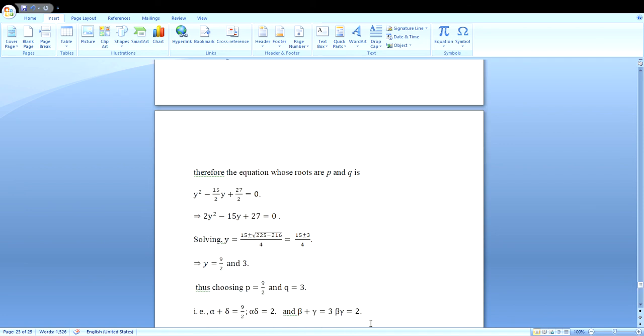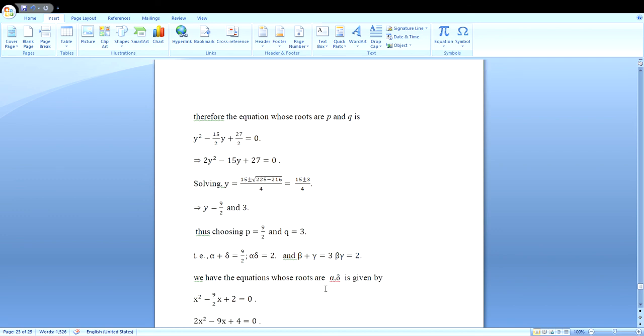Solving, we have y equal to minus b, that is 15 plus or minus root of b square is 225 minus 4ac is 4 into 2 into 27, which is 216, whole thing divided by 2a, 2 into 2, 4, which is equal to 15 plus or minus 3 by 4, that is y equal to 9 by 2 and 3. Thus, choosing p equal to 9 by 2 and q equal to 3, we have alpha plus delta as 9 by 2 and alpha delta 2, and beta plus gamma is 3, beta gamma is 2.